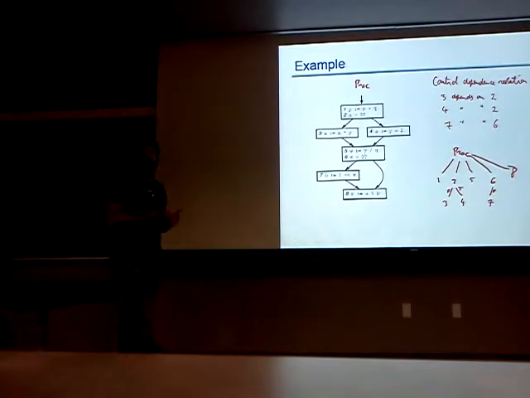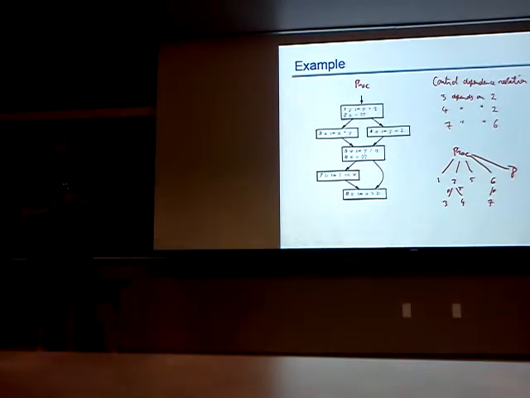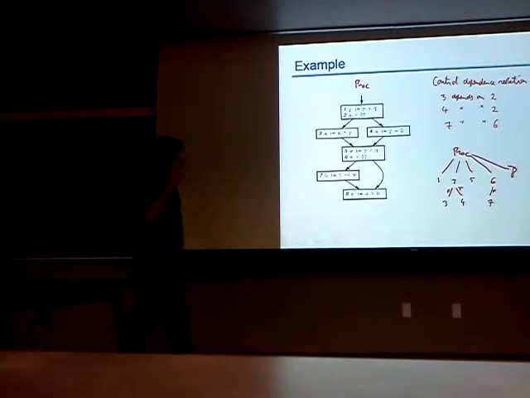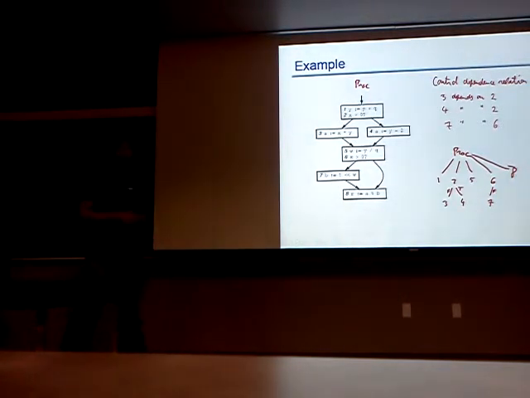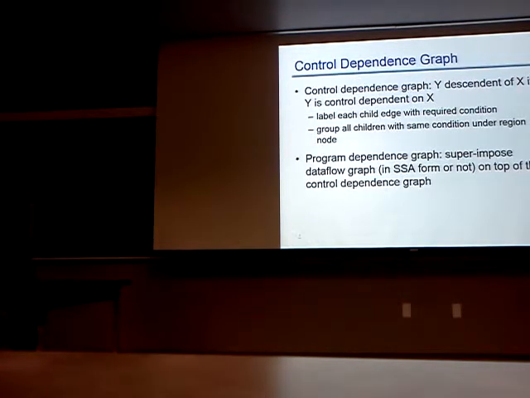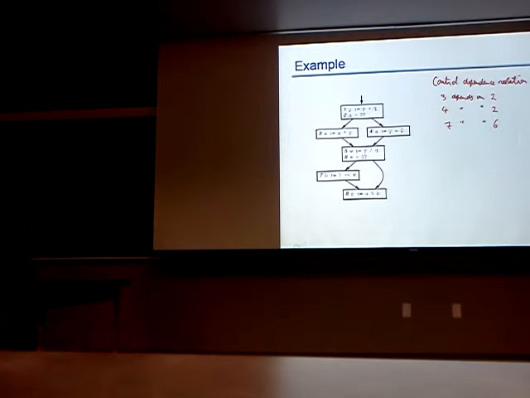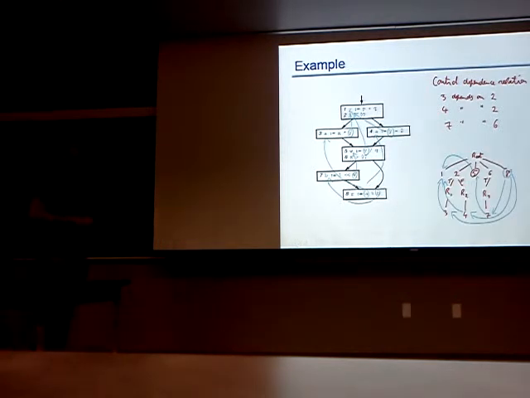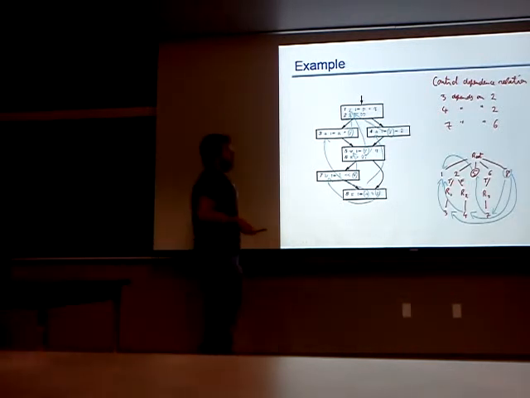So fundamentally, you don't want to reorder things in your data flow graph. And so what you can do is add a data flow graph on top of this representation, and that is called a program dependence graph. And here's what it looks like.